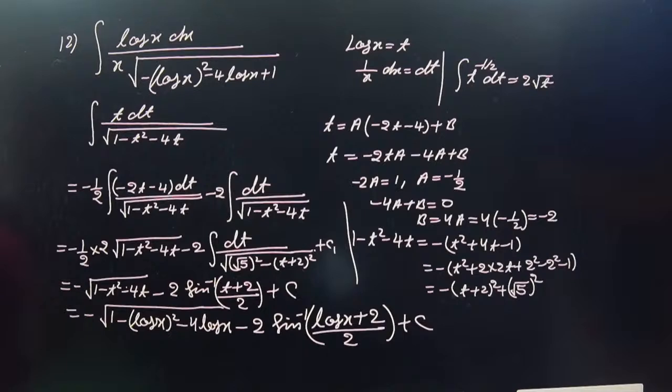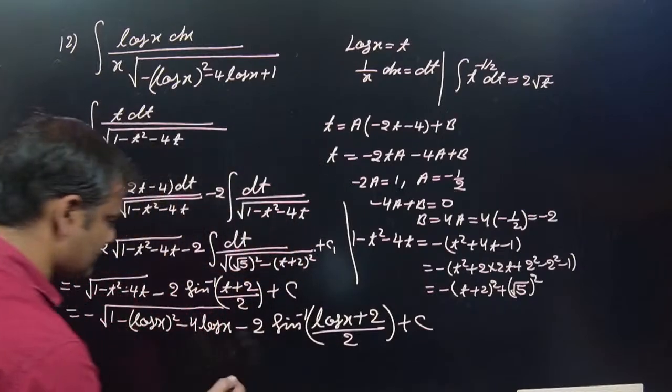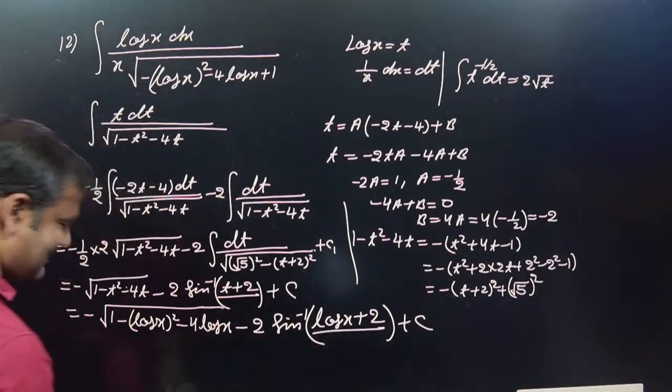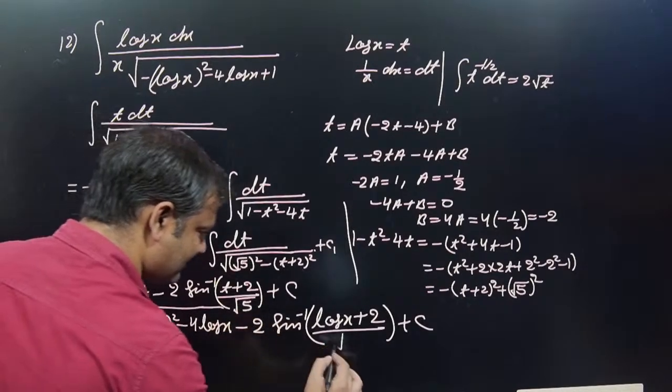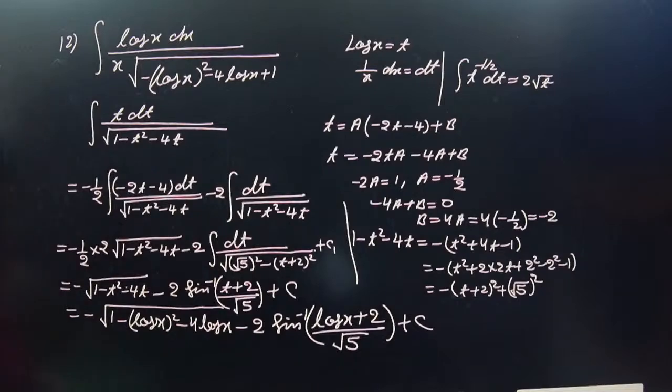If anyone faces any doubt at any step, then comment. Okay, I will discuss again. Silly mistake here, root 5. So this one root 5 basically. So root 5, sometimes a silly mistake. Okay, I hope it is clear.